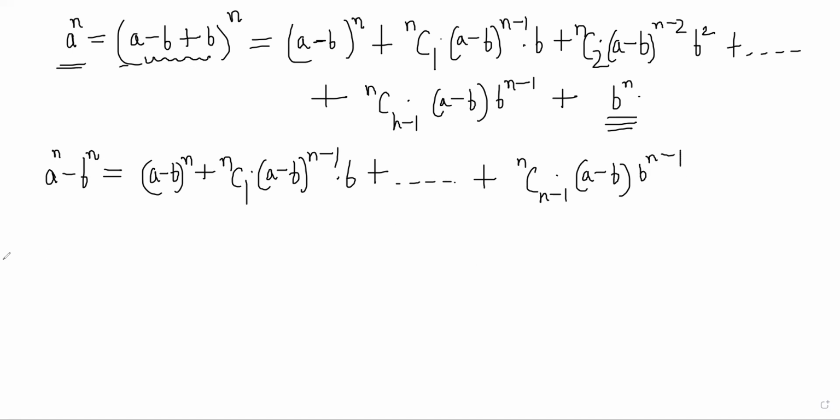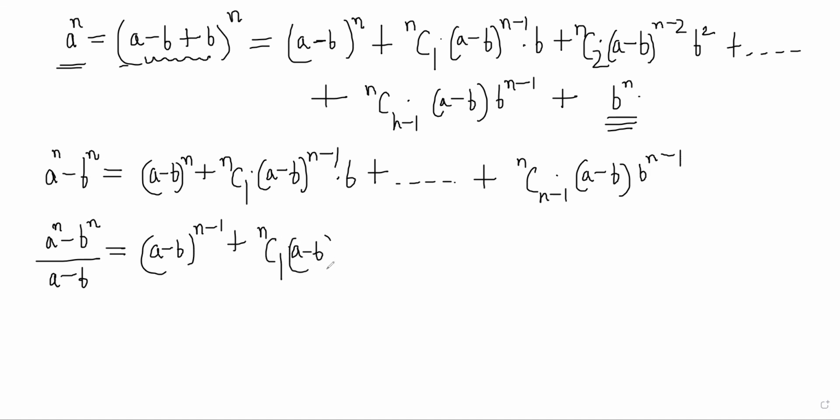And from here we can divide by a - b on both sides, and you will get (a - b)^(n-1) + nC1 (a - b)^(n-2) into b, so on till nC(n-1), where a - b is gone from here because we have divided by a - b. You get a b^(n-1), right?